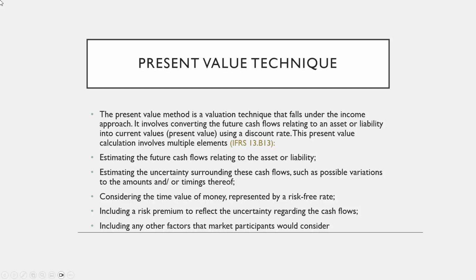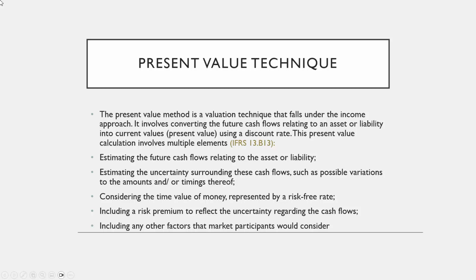So one, you have to estimate those future cash flows. You'd probably be given projections in terms of the growth rate, the inflation rate, or some form of increase matrix that they use. You also have to consider the time value of money, and that's where the discounting comes in.